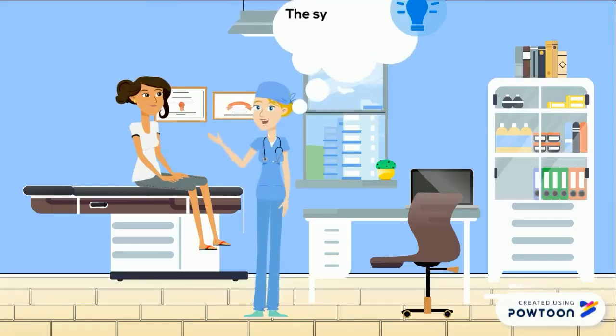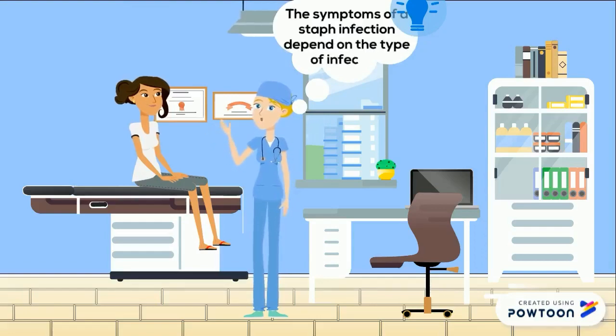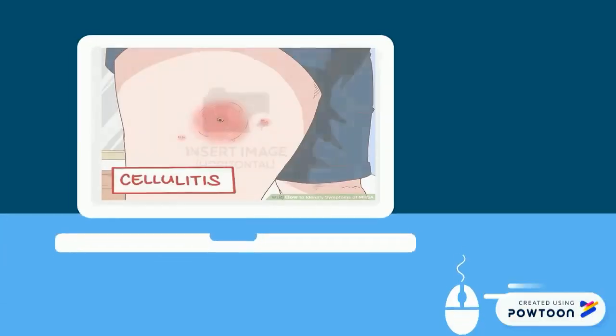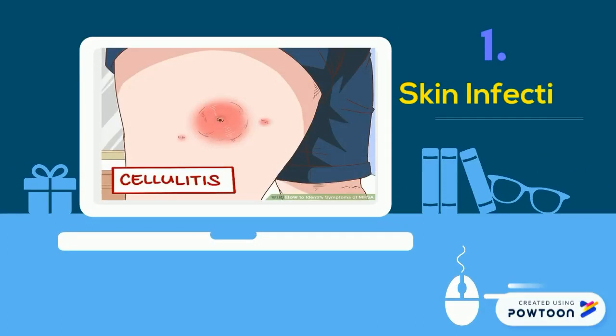The symptoms of staph infection depend on the type of infection. Skin infections can look like pimples or boils. They may be red, swollen, and painful. Sometimes there is pus or other drainage. They can turn into impetigo, which turns into a crust on the skin, or cellulitis, a swollen red area of skin that feels hot.